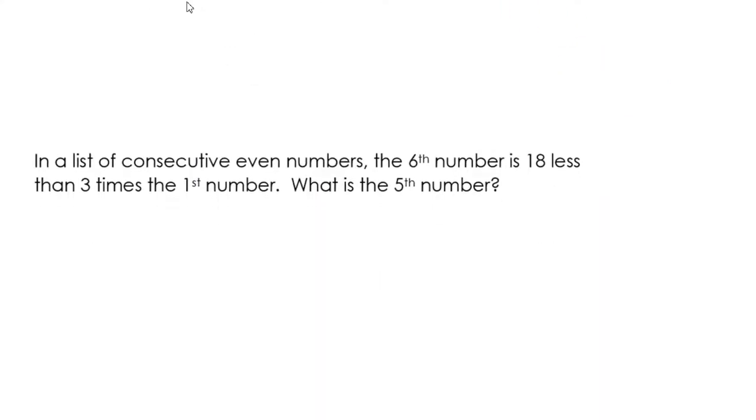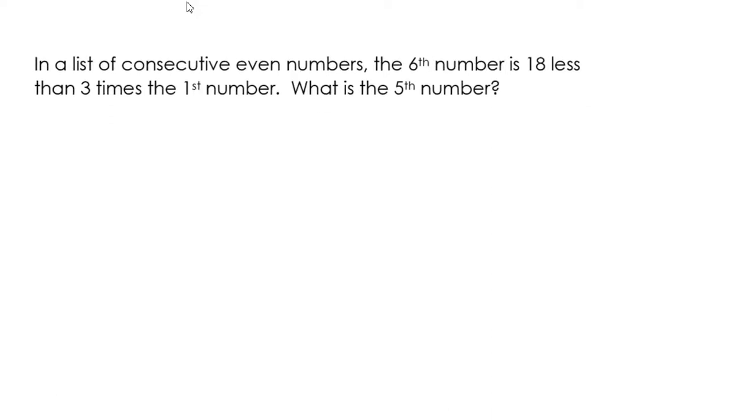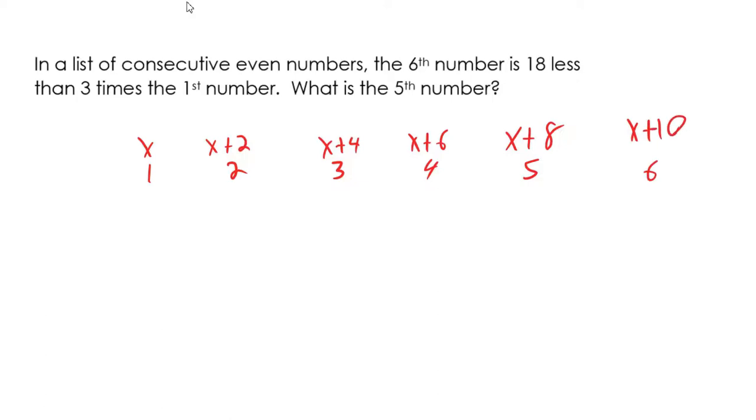And going to our last question now. Now we have consecutive even numbers. For consecutive odd or even numbers, all we care about is that they're now separated by 2. So it would be x plus 2, x plus 4, x plus 6, x plus 8. And this is our first, second, third, fourth, fifth, and we need 6 numbers here. So x plus 10 for the last one. And the 6th number, x plus 10, is 18 less than 3 times the first number.